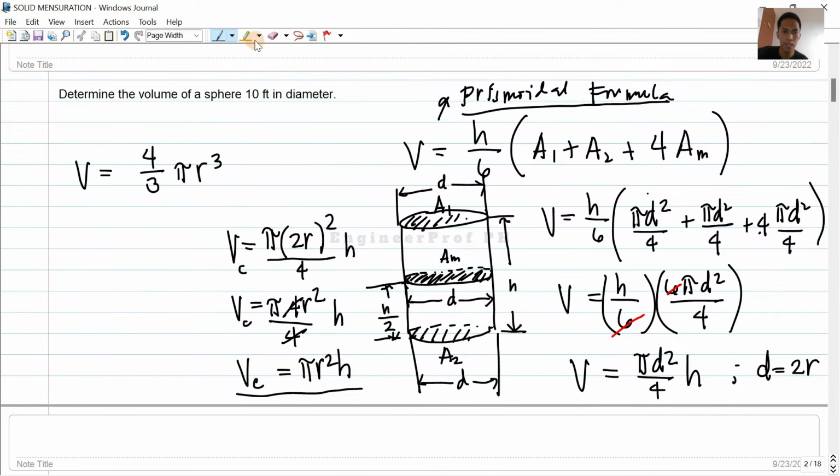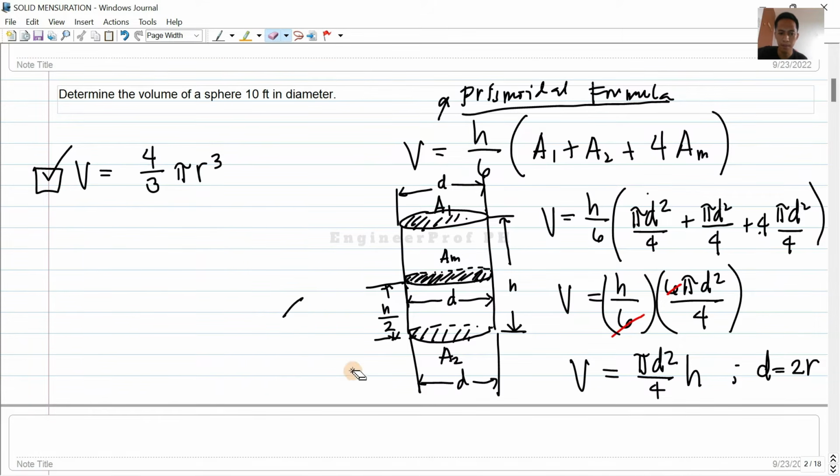So let's go back to this problem. Initially, if you know the basic formula, you can solve the problem right away. But if you forget the formula for the specific figure, for example the sphere, you can go back to the prismoidal formula. That single formula can be used for all common solids. So, let's use the prismoidal formula to solve this problem.